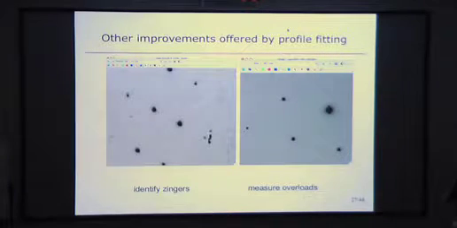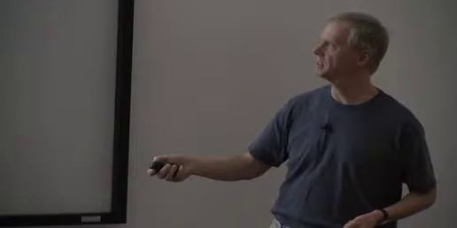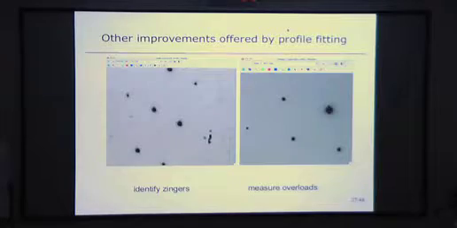There are other things that profile fitting can do to improve our data. What you can do is identify spots that don't fit the expected shapes that you get. For example, you can identify zingers, which are very often put down as being cosmic ray incidents or radioactive decay incidents, whatever. Zinger comes from a Canadian statistician who published on outlier detection in the 1950s.